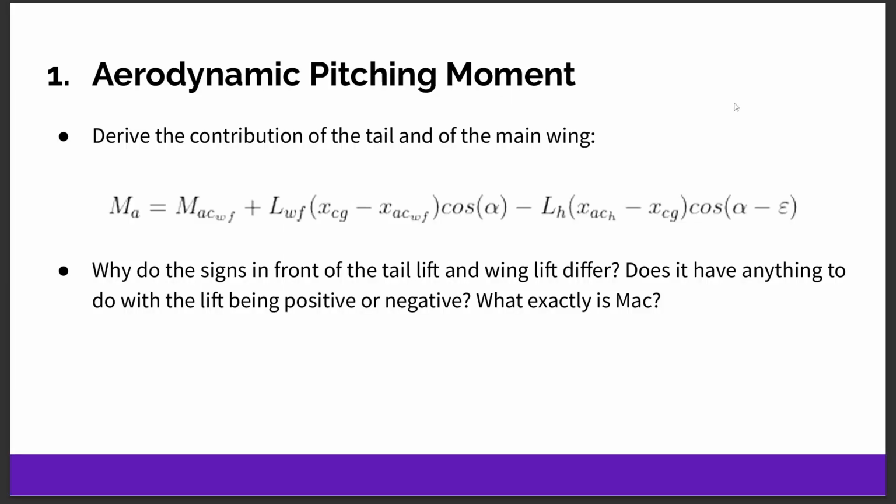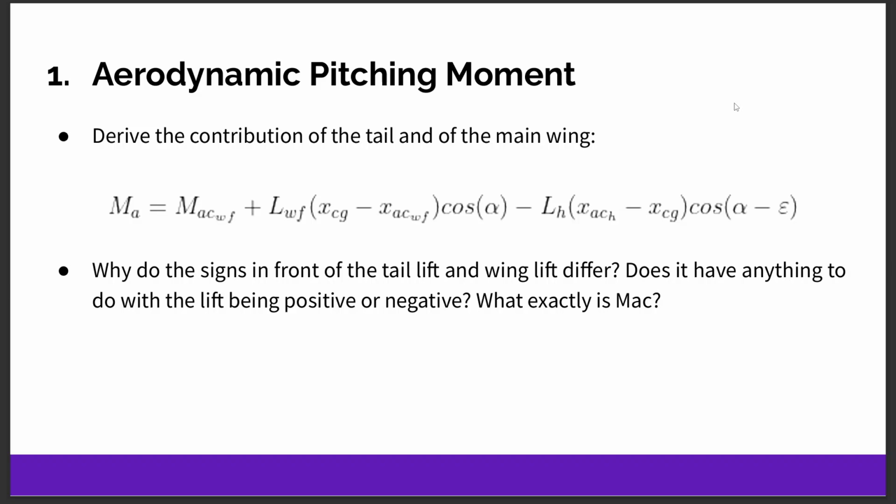So as you can see, the equation for the total pitching moment due to the aerodynamic forces is going to be equal to MAC, the intrinsic pitching moment of the wing due to its shape or its camber, plus the lift of the wing times the moment arm between the center of gravity of the aircraft and the aerodynamic center of the main wing times cosine of alpha, minus the lift of the tail times the moment arm between the aerodynamic center of the tail and the CG of the aircraft times cosine of alpha minus epsilon.